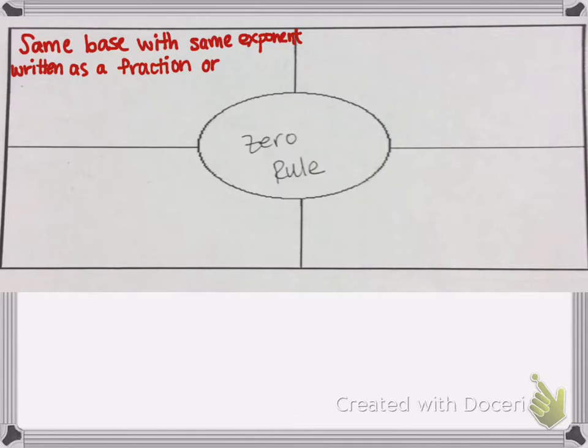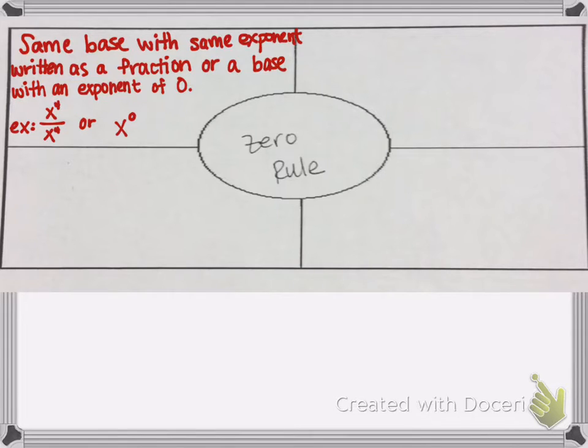The other thing that you might see is just a base with an exponent of 0. So take a second to write that down, pause if you need to, and then as an example, what that's going to look like is this. The fraction with the same base on the top and the bottom, here I have written x to the fourth over x to the fourth, or that could look like just x to the 0 power. So if you see either of these two things, then you know that the zero rule is being applied.